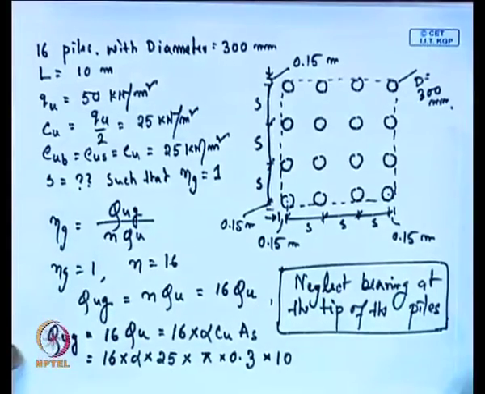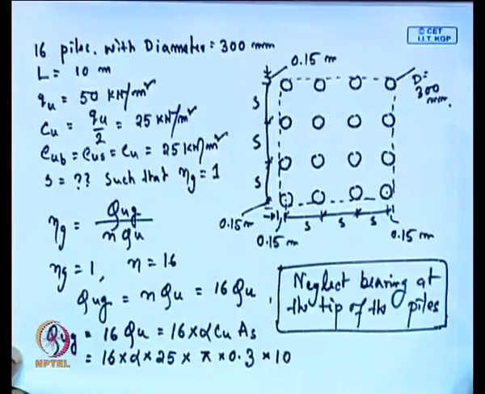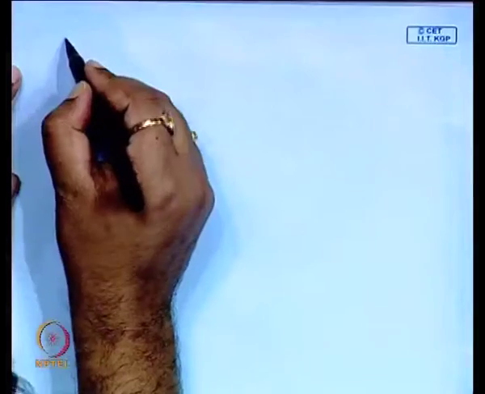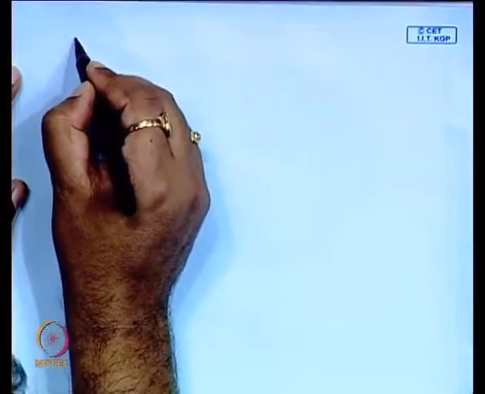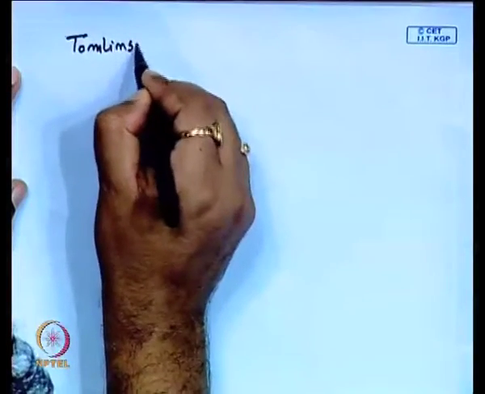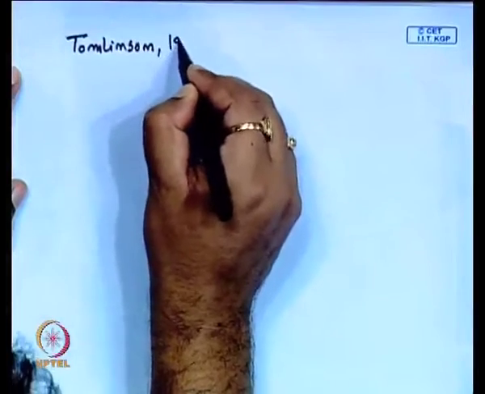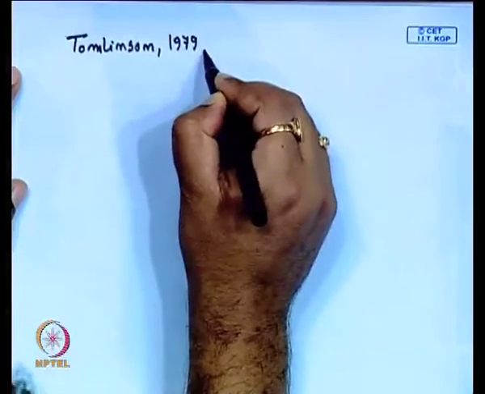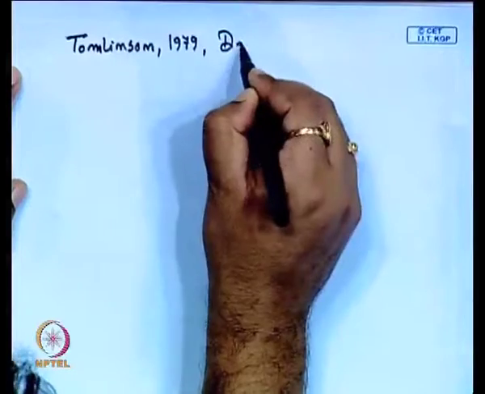In the last class I gave one chart or table to calculate this alpha value. Now, based on this Cu value, I am giving you another figure by which we can determine the value of alpha. That figure is proposed by Tomlinson (1979), and this is for the driven pile.